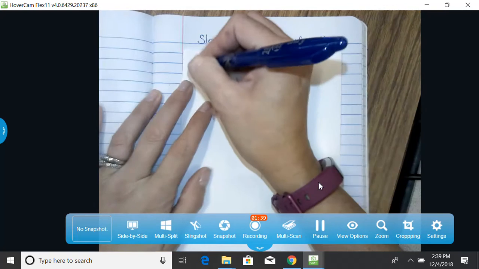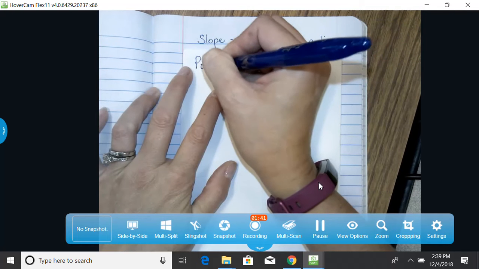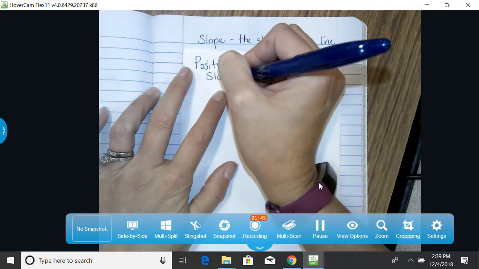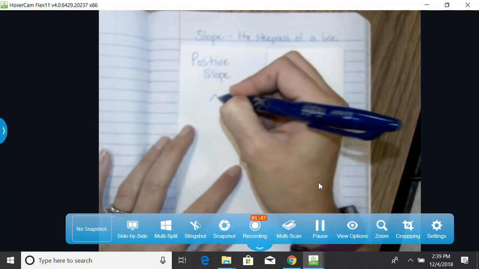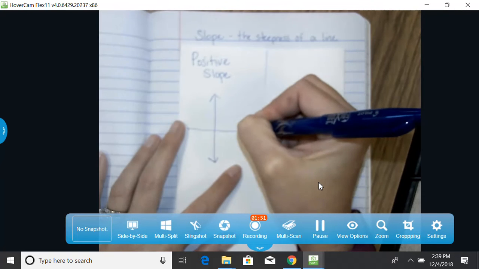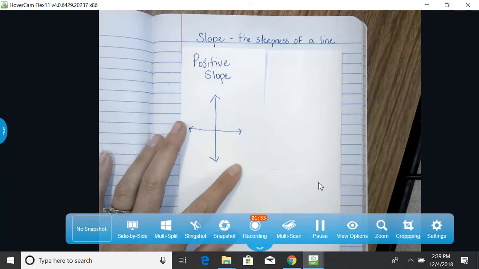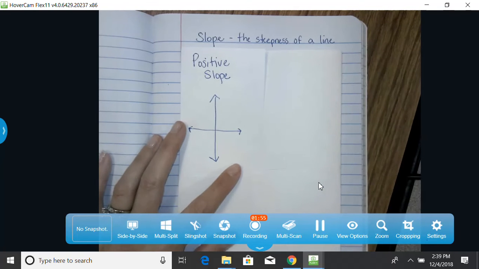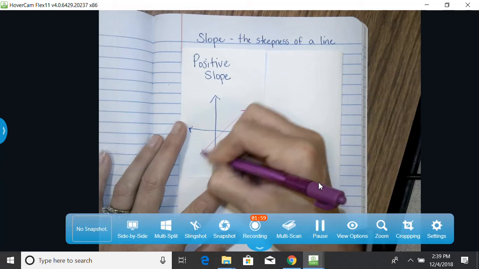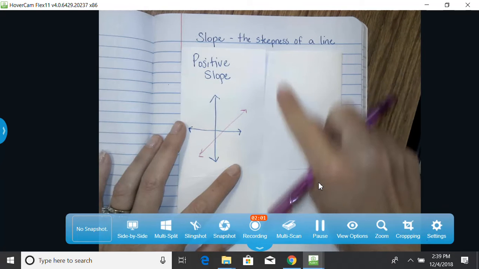The first one is a positive slope. So if I were to sketch a coordinate plane, no numbers or anything, just the X and Y axis, a positive slope is going to go upward from left to right. It's going up.